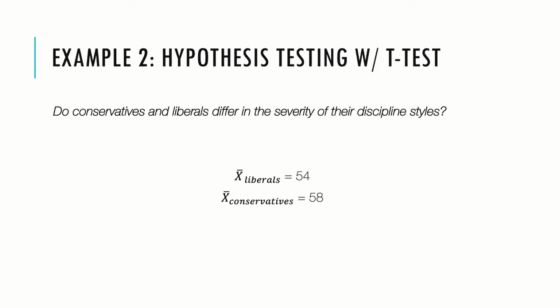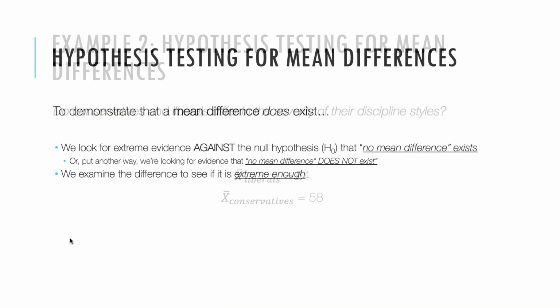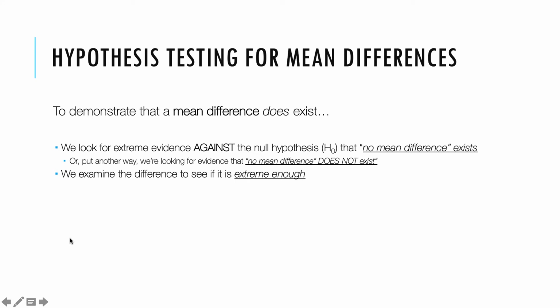But now we want to see, is this difference large enough to count as a true difference that we would expect in the population? These are just data from our sample. So to demonstrate that the mean difference truly does exist, we look for evidence against the null, meaning we're looking for evidence against no mean difference existing. And then we can see, is this difference of 58 to 54 extreme enough?